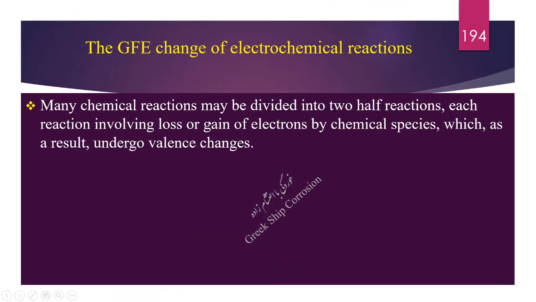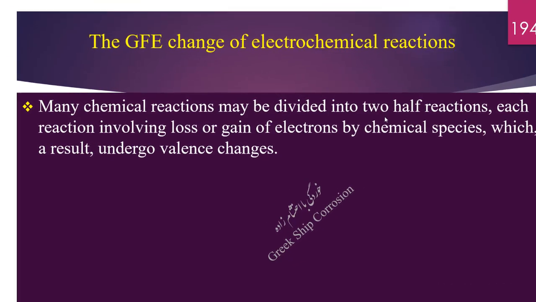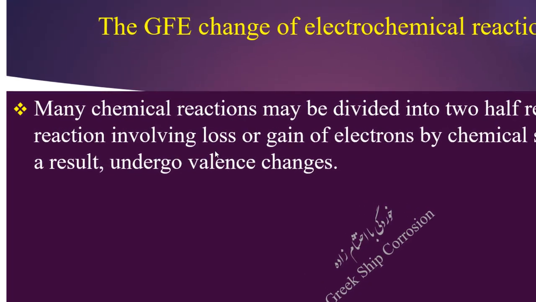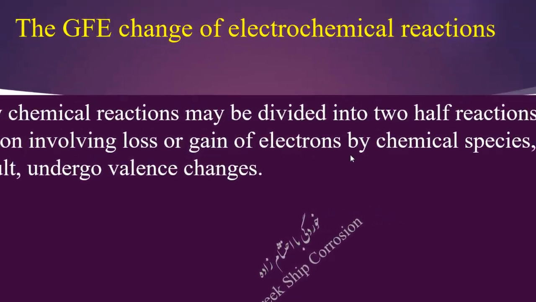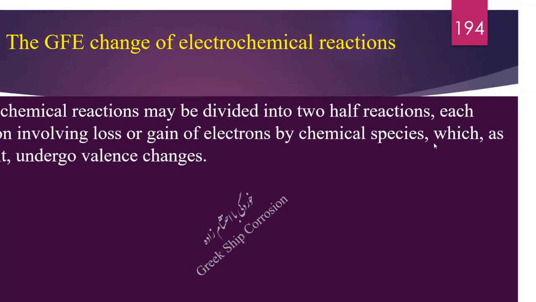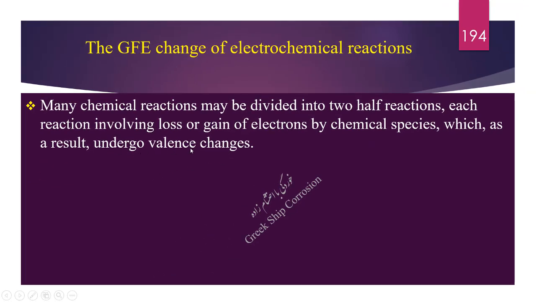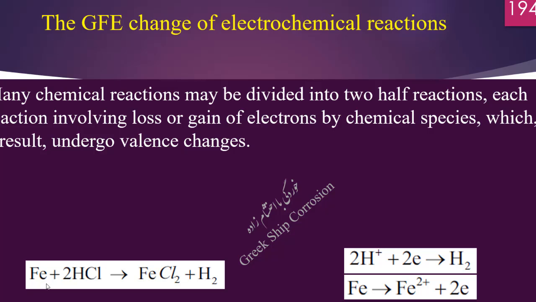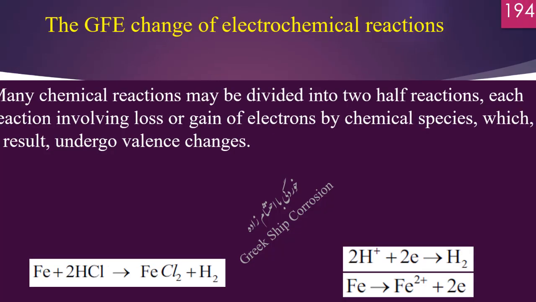Many chemical reactions may be divided into two half reactions, each involving loss or gain of electrons by chemical species, which as a result undergo valence changes. For example, Fe plus 2HCl reacts to yield FeCl2 plus H2. This reaction may be divided into two half reactions: 2H+ plus 2 electrons produces H2, and iron converts to Fe2+ plus 2 electrons.